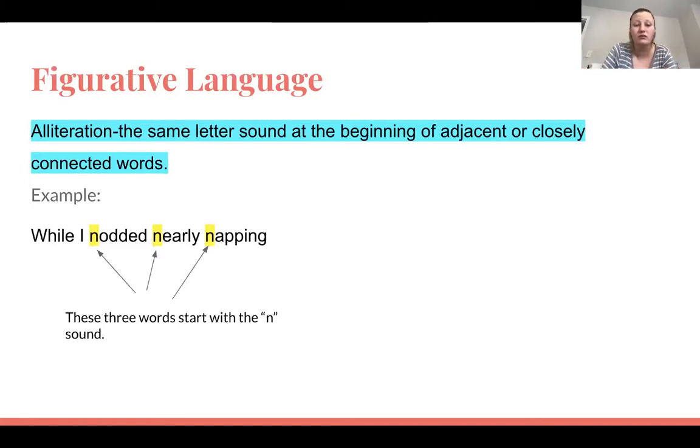Okay, here's another example. While I nodded, nearly napping. Those 3 words start with the N sound. Authors do this for emphasis and also to emulate sounds over and over again to kind of catch your ear.